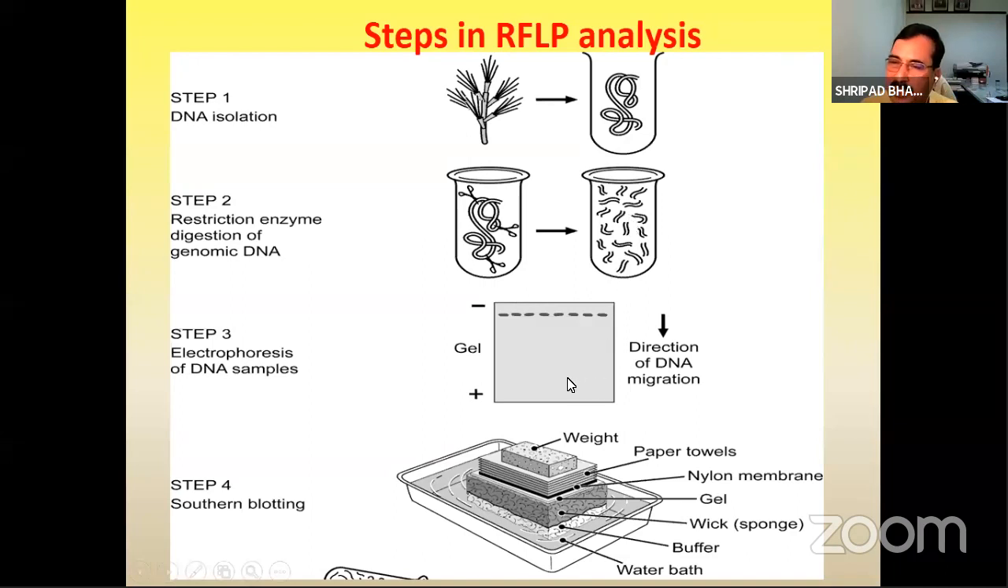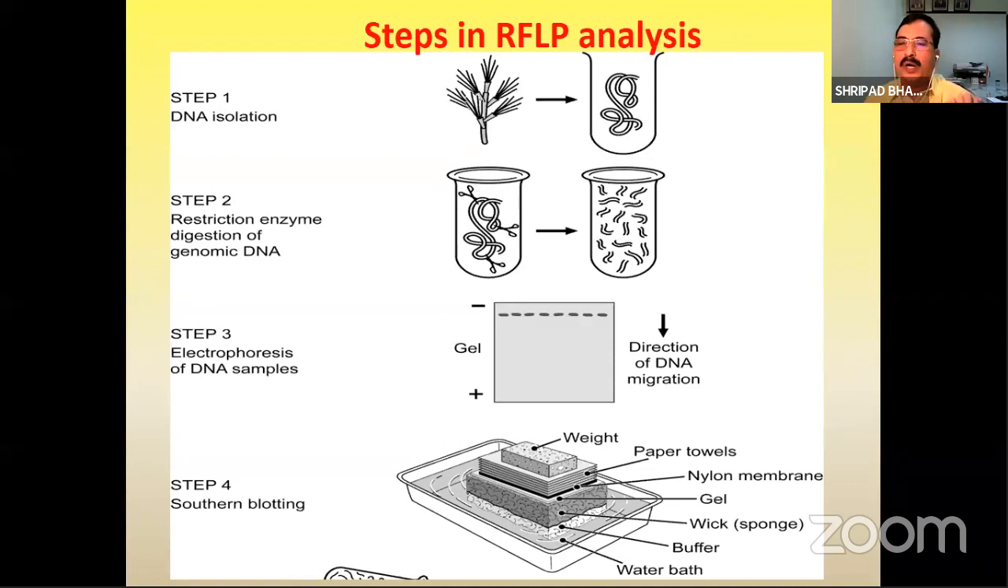Now you go for the gel electrophoresis. So this is your agarose gel. Now within the gel, the bands are not visible to you. What you will do now, how you make it visible, you go for the Southern hybridization technique. Here in this, you can see this is a buffer. Here you have put the gel. Above the gel, you have put some tissue paper. Tissue paper, what will it do?